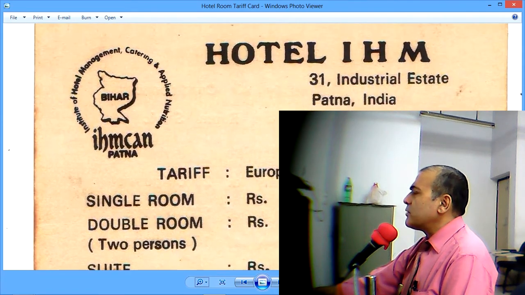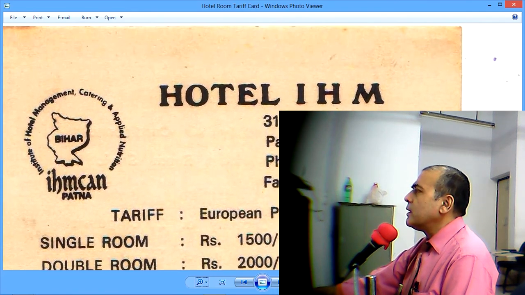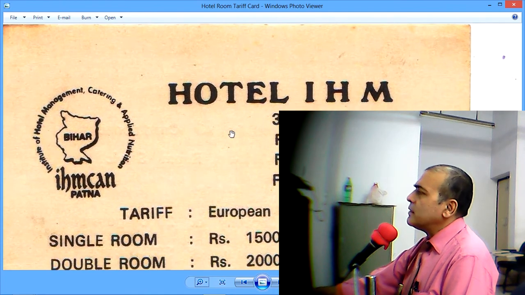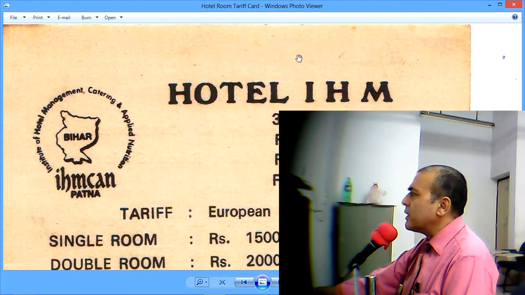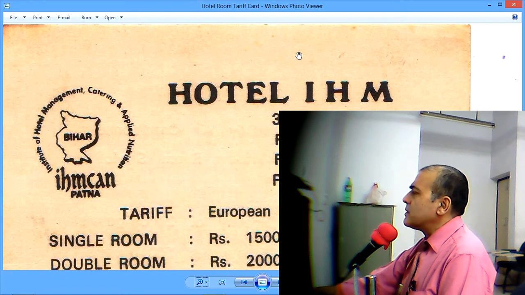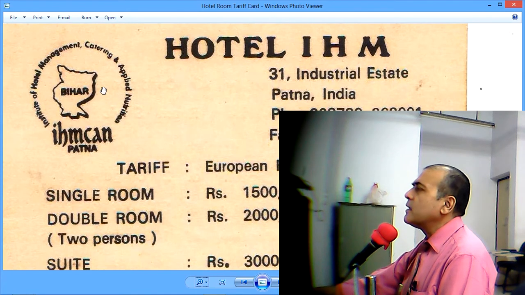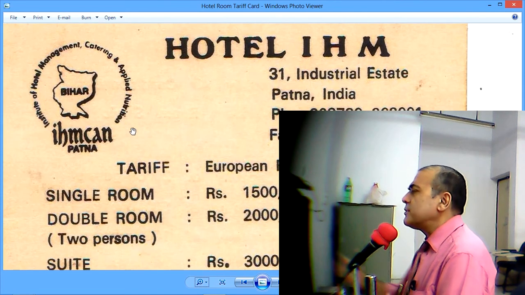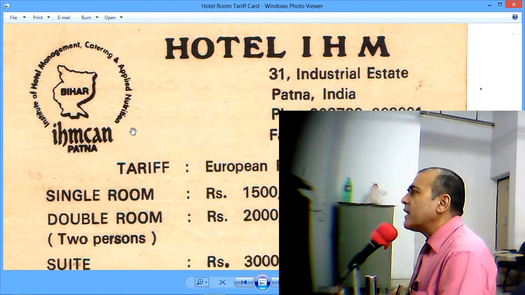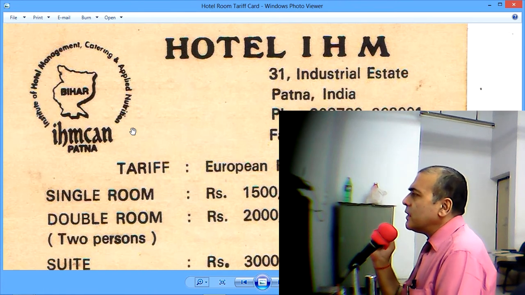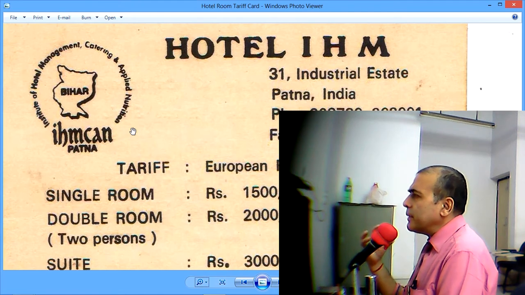Let us start from top. Like we have said, the hotel name is very prominently displayed. This is used for branding and marketing. The hotel logo, once again, if something is shown to people again and again, if people hear something again and again, it becomes a part of their memory. They remember it for a long time.